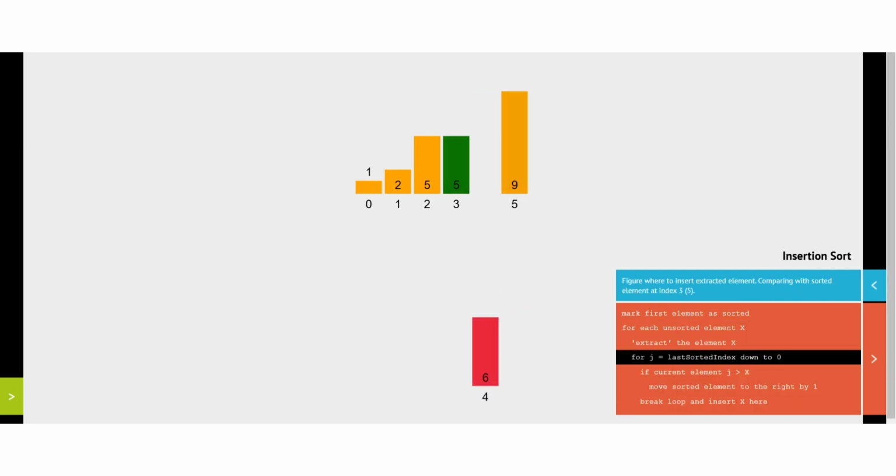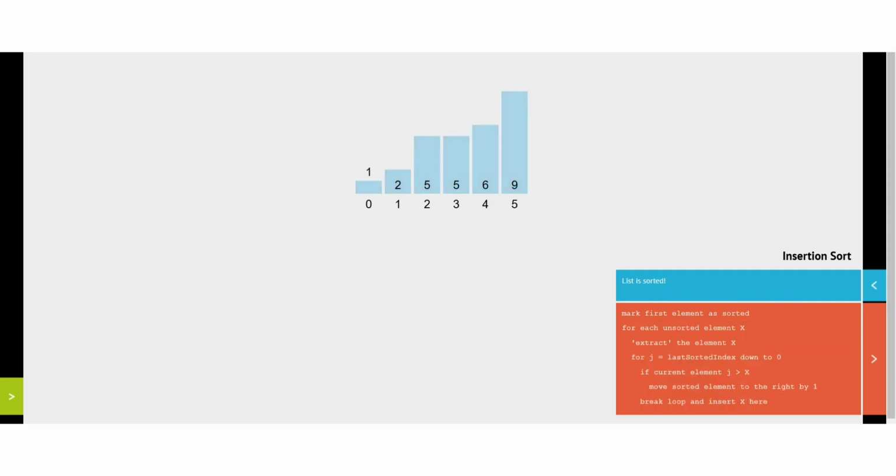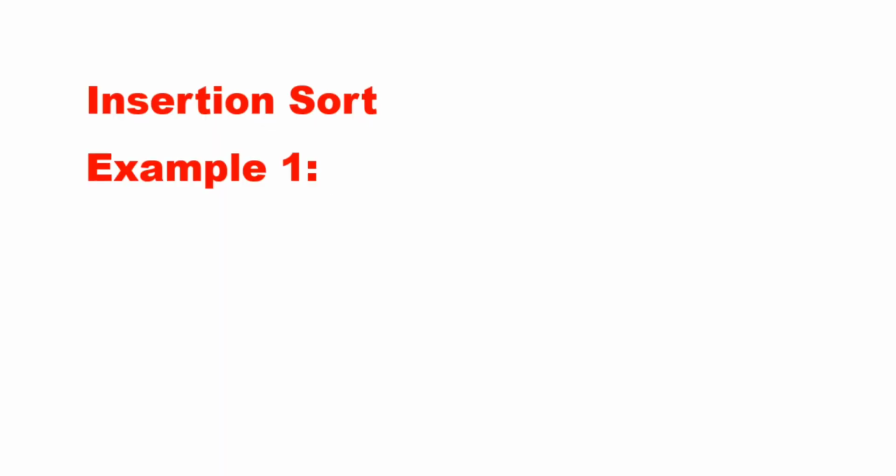It's all about how insertion sort works. First, I need to take one example for insertion sort. Like the array will be 5, 2, 9, 1, 5, 6. This is example 1.